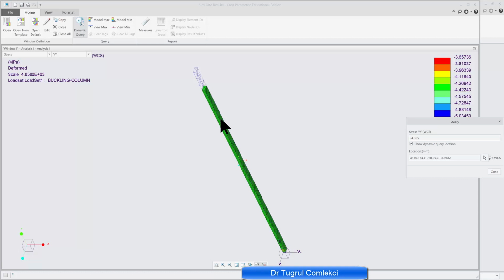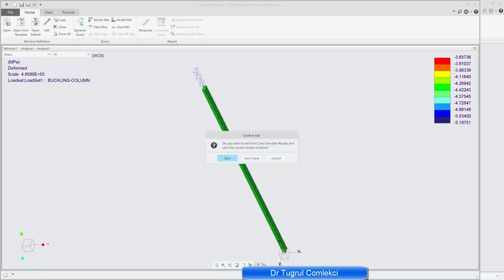If you consider that the compressive strength of the material for this beam, which is steel, is about, let's say, 300 megapascals, there is still a very long way from this compressive stress to the yield in compression for the material. So this beam will buckle long before it will plastically deform in the compression direction. We can close this and then look at the buckling load factors. We can say don't save.